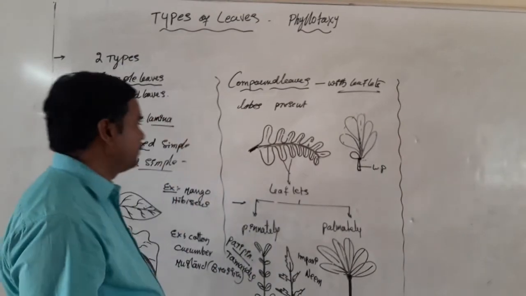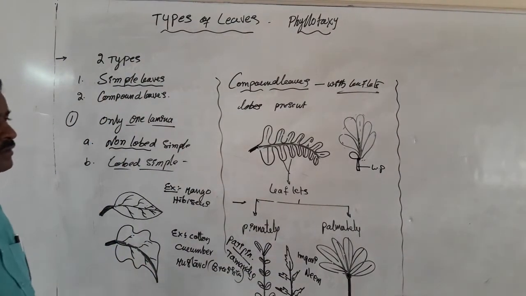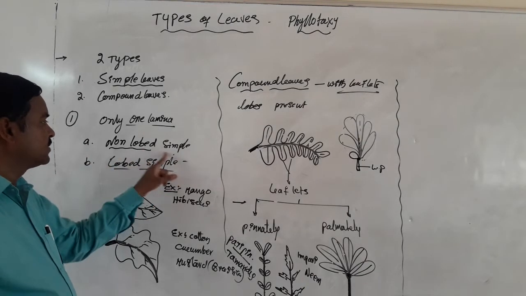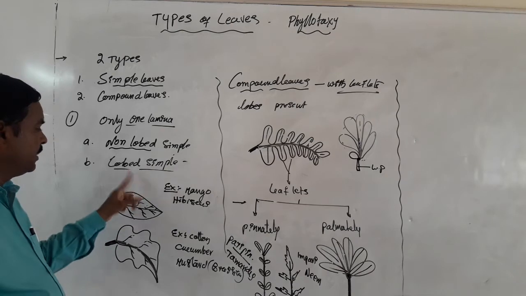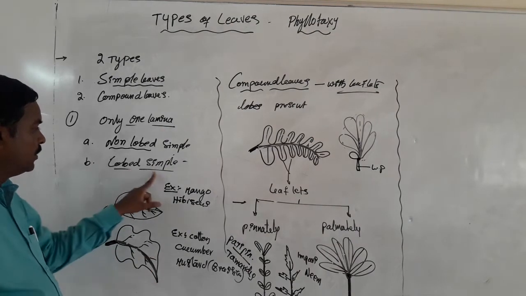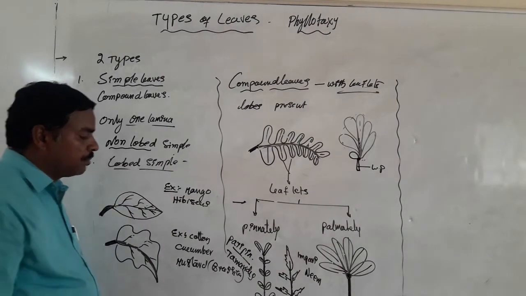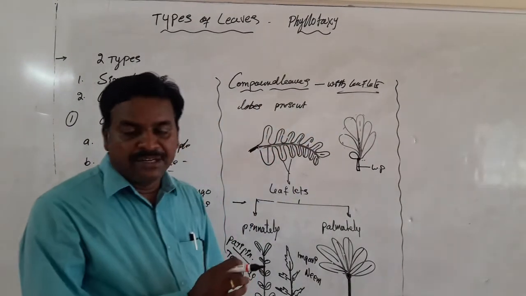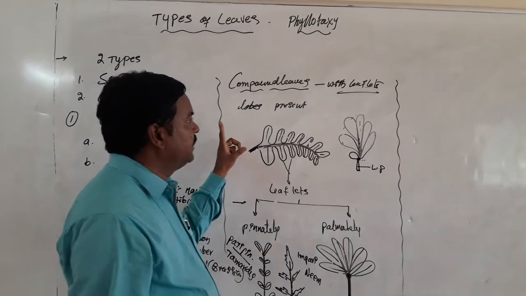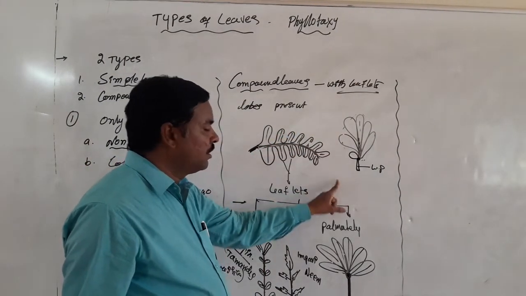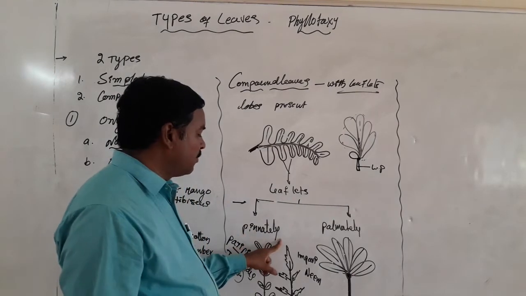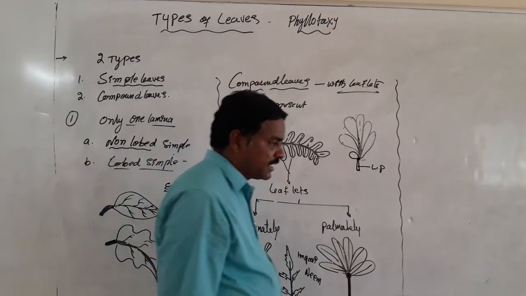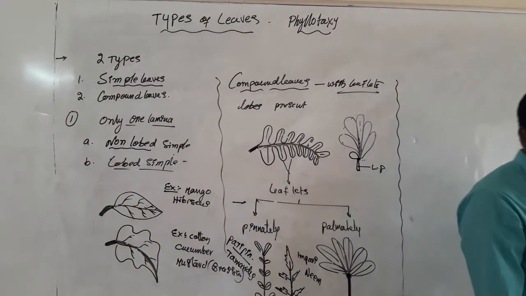Very important. One, simple leaves: a leaf with only one lamina, maybe not incised, that is called a non-lobed simple leaf, or maybe incised, this is called a lobed simple leaf. Example, cucumber, mustard, cotton, etc. Compound leaves: here the leaf lamina is dissected into a number of leaflets. A leaf with leaflets is called a compound leaf. Again, they are pinnately compound leaves, paripinnate and imparipinnate. Palmately compound leaves: many leaflets are attached to the common point at the tip of the leaf petiole.